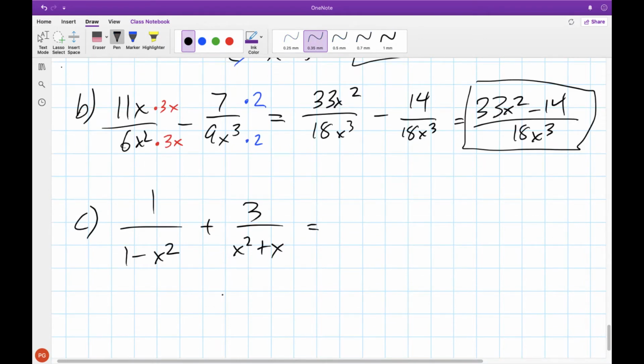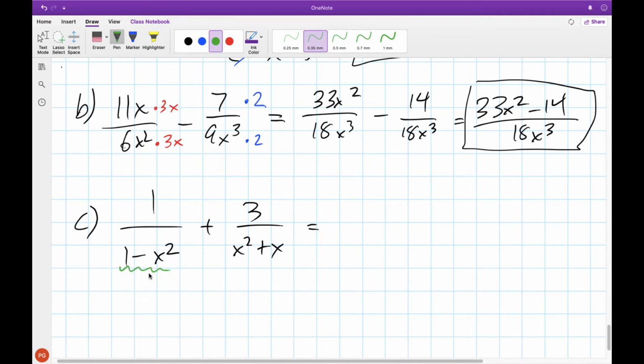Let's think about this question here. We can see right off the bat that these denominators are definitely not the same, and we might be tempted to just multiply each denominator by the other denominator. So we would multiply the top and bottom of this by x squared plus x, and then do the same on the other side, multiplying by 1 minus x squared. But this is going to result in some absolutely huge polynomials and lots of different terms, and there's a way to be a little bit more clever.